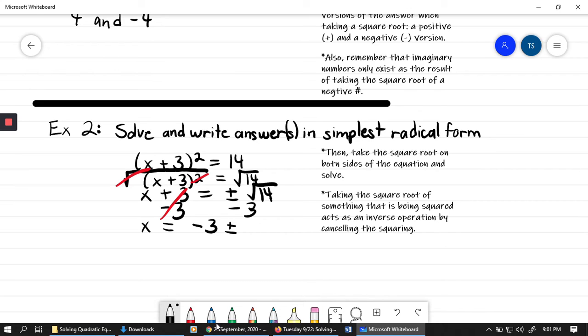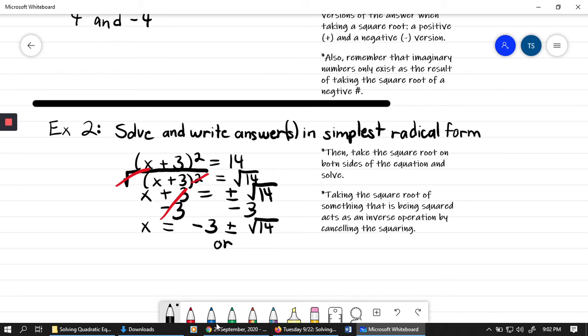So it can be written like this: negative 3 plus or minus the square root of 14. Literally two versions of it. One version is where it would be plus the square root of 14, and the other version would be minus the square root of 14, right? And so that's one way that we could write it, with the plus or minus symbol.